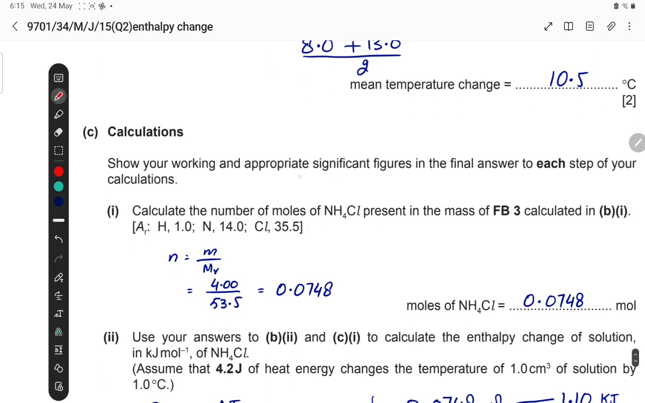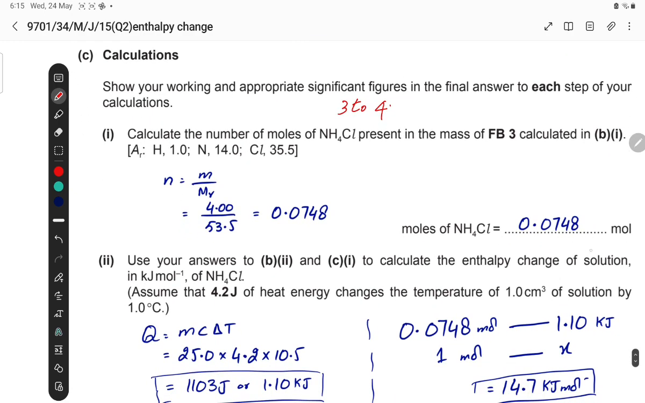In calculations, show your working and appropriate significant figures in the final answer to each step of your calculations. Always use 3 to 4 significant figures while writing the answer.